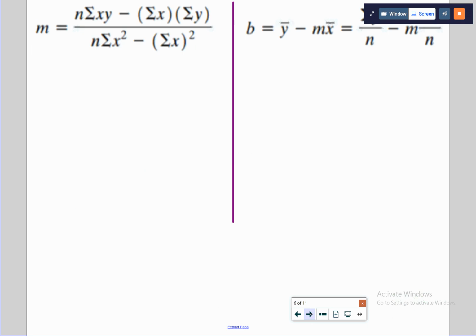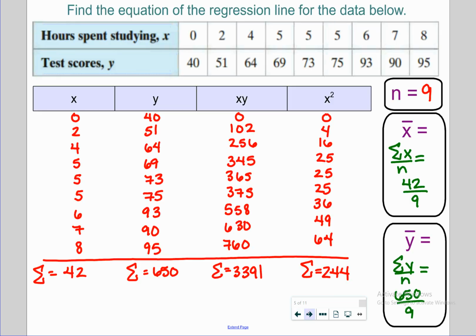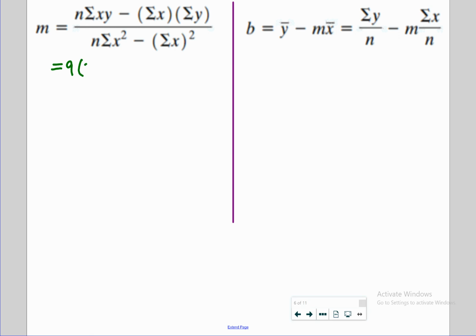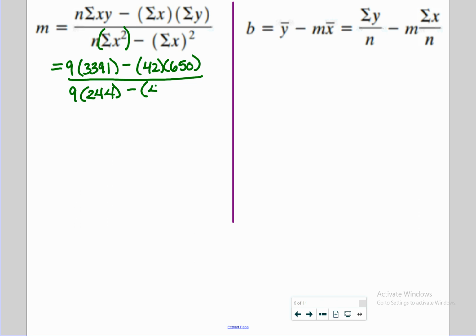So now, on your next slide, putting all this information together. So again, those are the same formulas. We're just plugging it all in. So n is 9. Sum of x times y was 3,391 minus the sum of my x's times the sum of my y's, 42 and 650. Okay, on the bottom, 9 again. Now this is sum of x squared. If you want to put that whole summation in parentheses, you can. So that's our x squared column all added up, which is the one we haven't used yet, 244. Minus the sum of my x's, 42 squared.